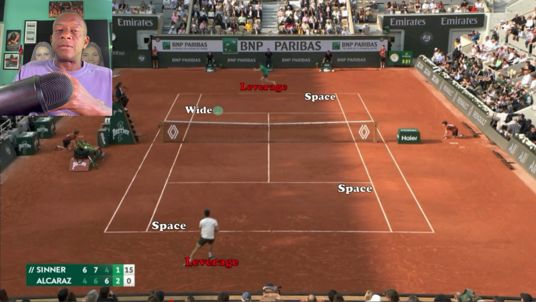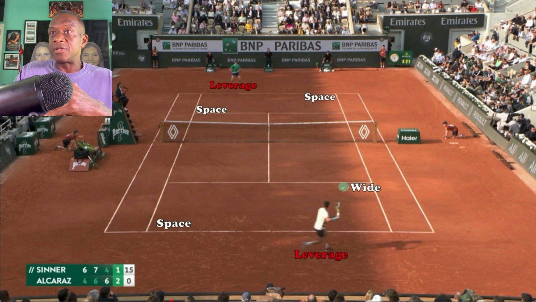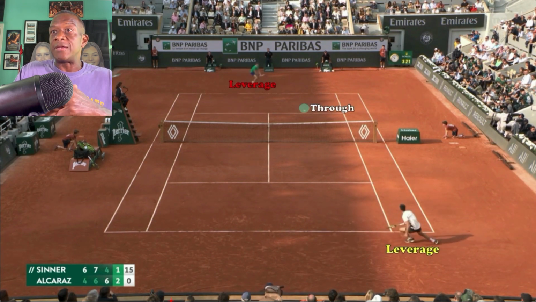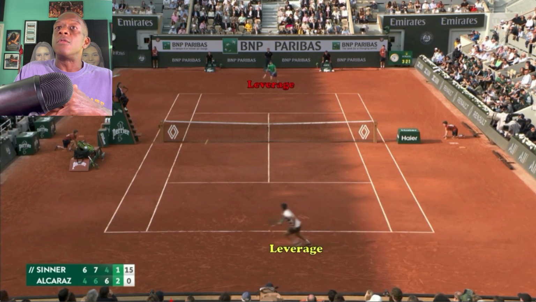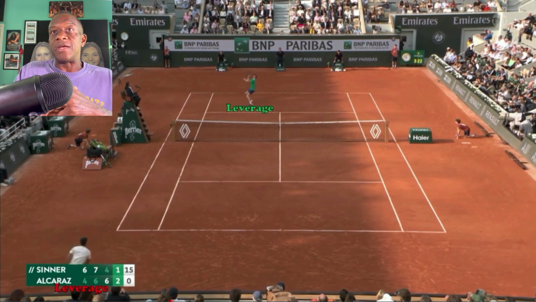And so that's it. You're basically paying attention to these things. And here's the end of this point. You see that the recovery creates space and basically ends the rally.